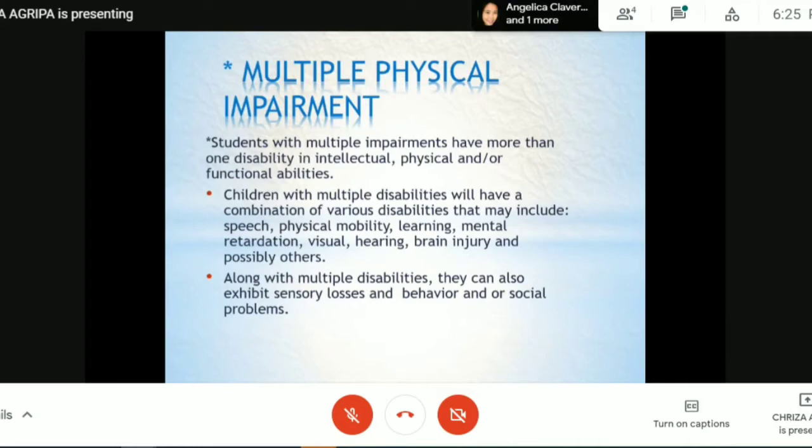So last, we have the multiple physical impairment. Students with multiple impairments have more than one disability in intellectual, physical, and or functional abilities. Children with multiple disabilities will have a combination of various disabilities that may include speech, physical, mobility, learning, mental retardation, visual, hearing, brain injury, and possibly others.